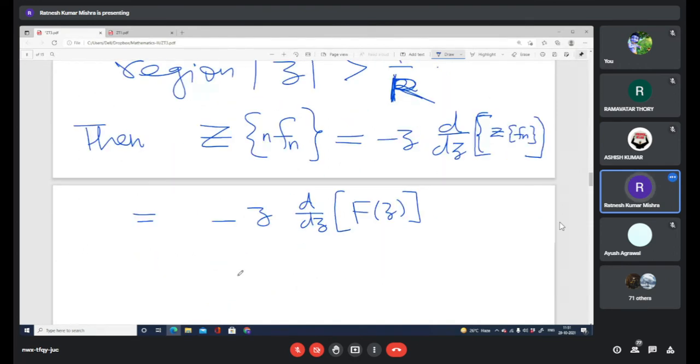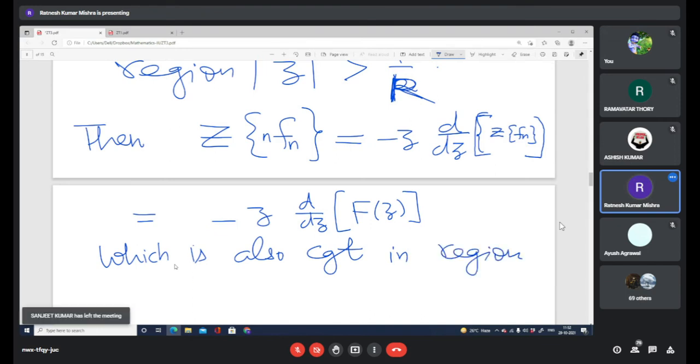So I think when you generalize this one, then this minus 1 power, maybe n is negative, okay, let's see. This is also convergent in the region |z| greater than 1 by r.